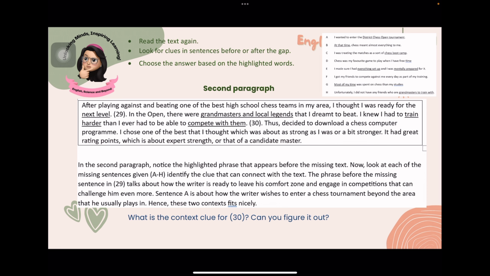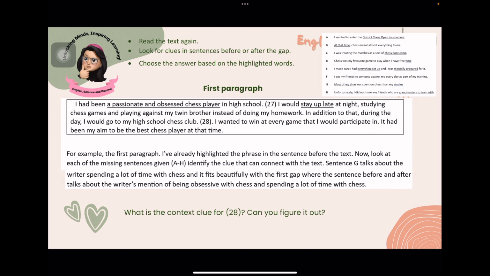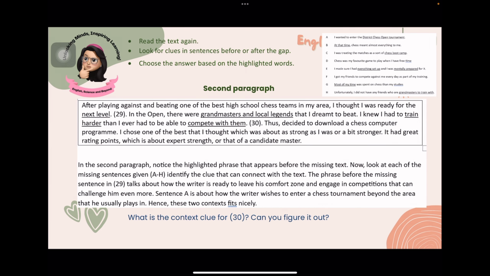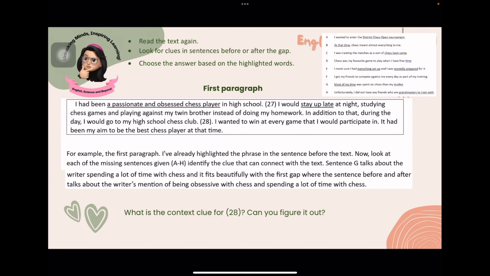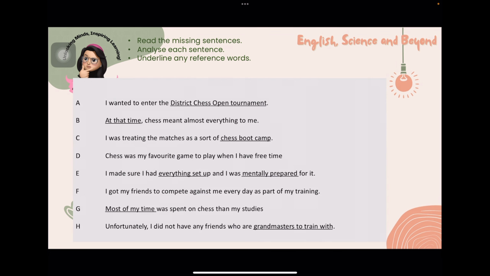Now, the context clue for question 28 is not given here, so let's look at our answer. "In addition to that, during the day, I would go to my high school chess club. I wanted to win at every game that I would participate in. It had been my aim to be the best chess player in the world." So what could be our context clues? "I wanted to enter the district chess tournament. At that time, chess meant everything to me."